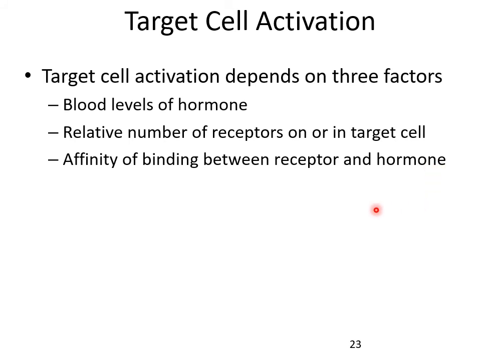Target cell activation depends on three factors. How much of it you have in the blood, so the more hormone you have, the more of an effect you're going to have. Relative numbers of receptors on or in the target cell, and the affinity, how well that hormone can bind to that receptor.